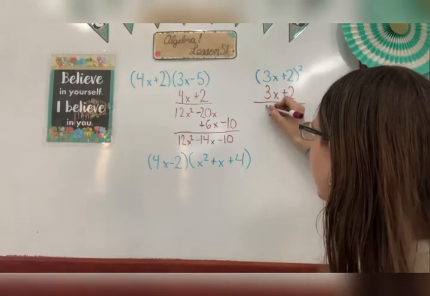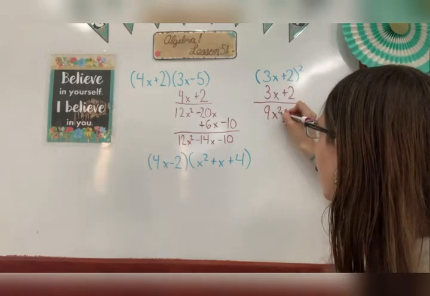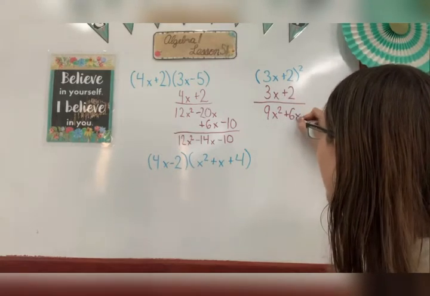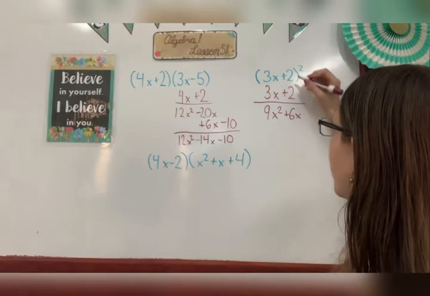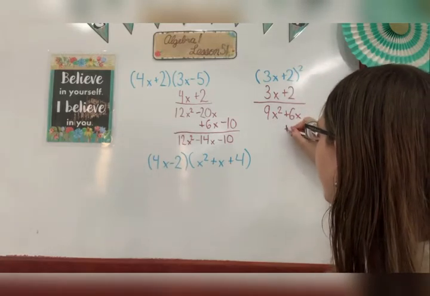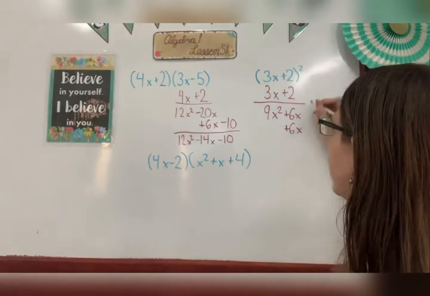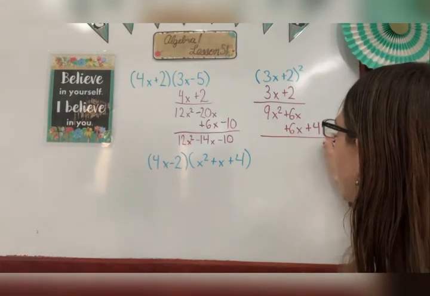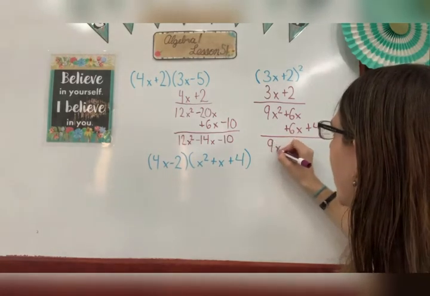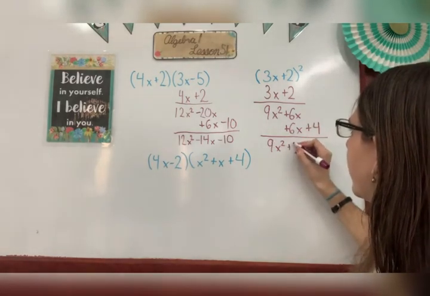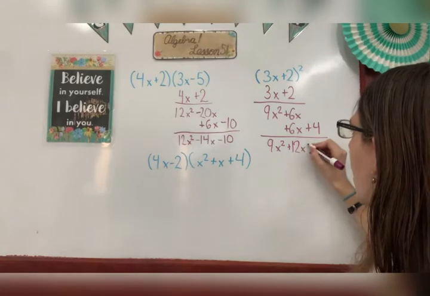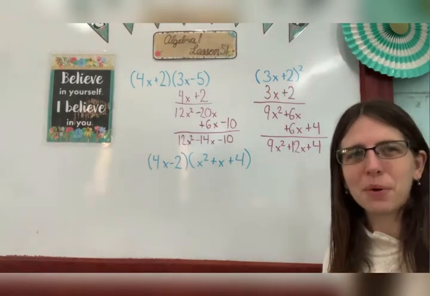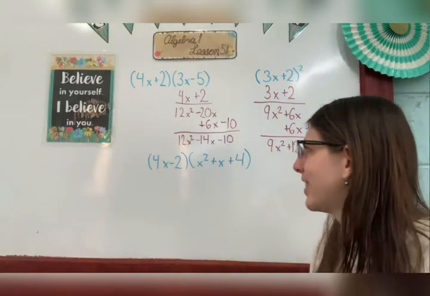3x times 3x is 9x squared. 3x times positive 2 is positive 6x. Now I go to my next number, 2. 2 times 3x is positive 6x. 2 times 2 is positive 4. Now I combine them. So I get 9x squared, 6x plus 6x is 12x plus 4. Okay, super simple. Last example before your practice.